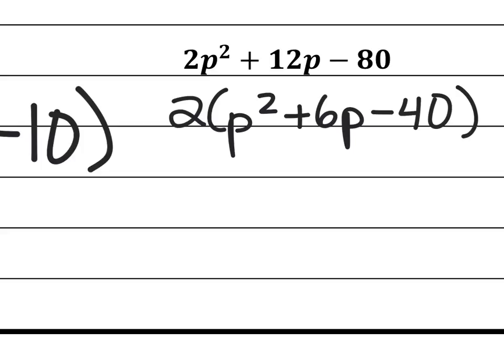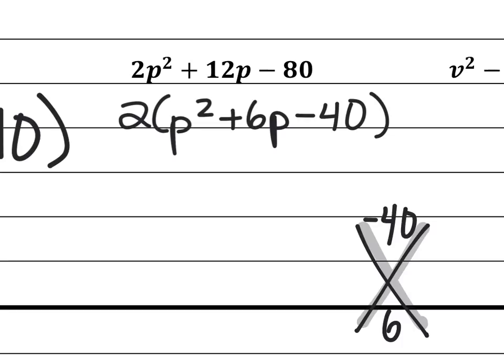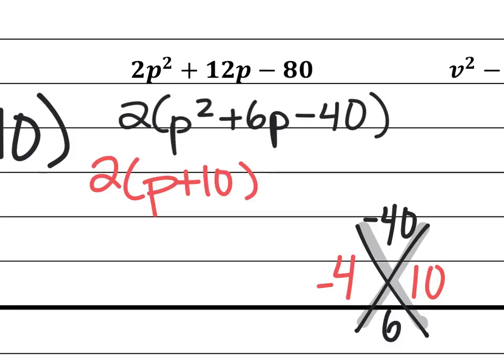So we need, you know how to do this, we need two numbers that multiply to negative 40 and add to 6. Discuss. What are my two numbers? DJ. Yep. Wait. Negative 4 and 10. There you go. So it's going to be 2p plus 10 times the quantity p minus 4.